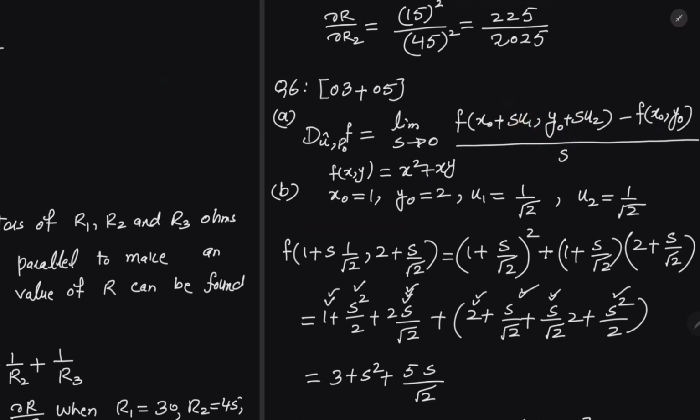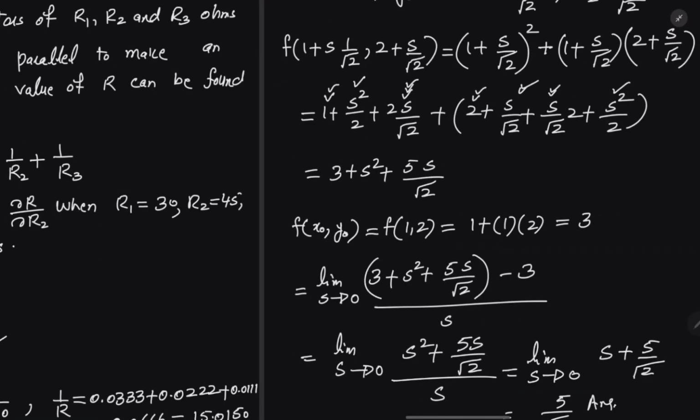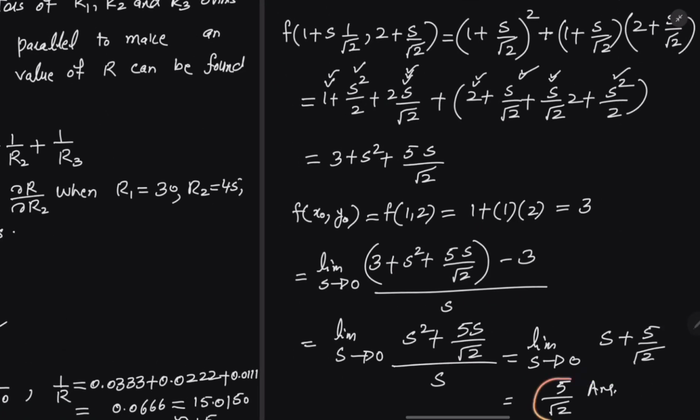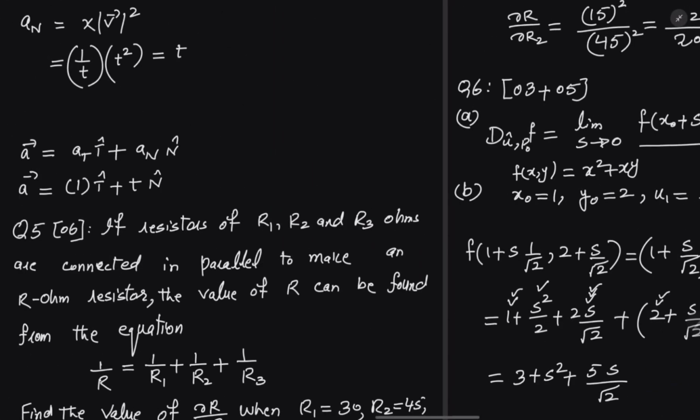So by using this definition, if you are using, for example, del f dot u hat, it is also fine, but not exactly what is required in the question. You can get the same answer. What was the answer over here? The answer is over here, 5 over 2 under root. This is the answer. So this was the exam that appeared, that is the question for the students.